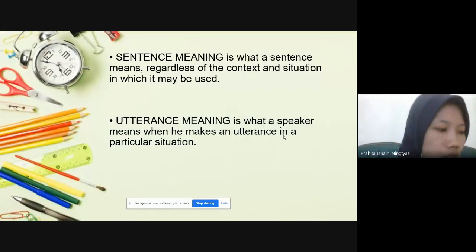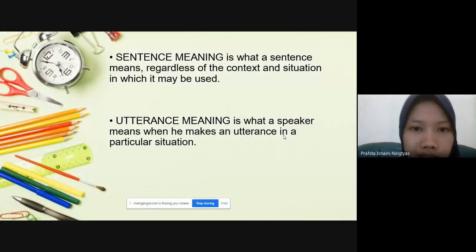In my book, there are two meanings. Sentence meaning is what a sentence means regardless of the context and situation in which it may be used, and utterance meaning is what a speaker means when he makes an utterance in a particular situation.